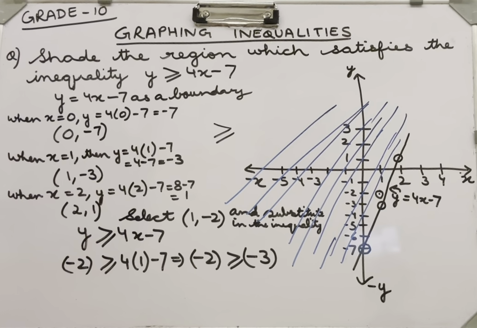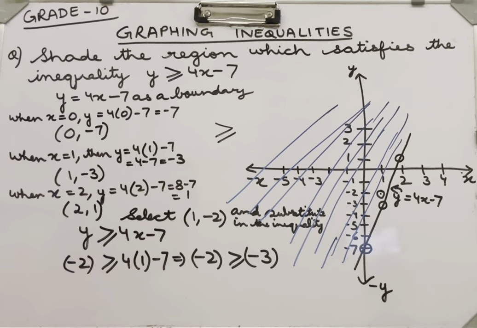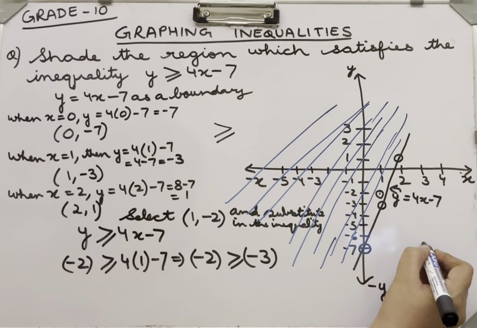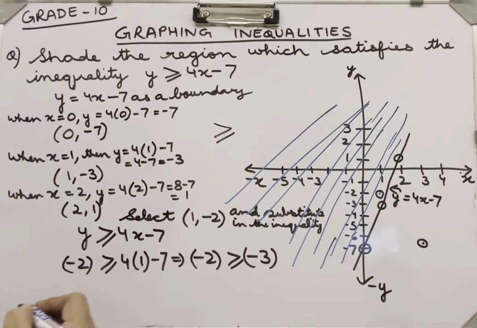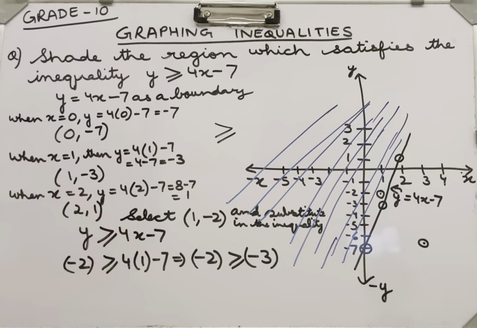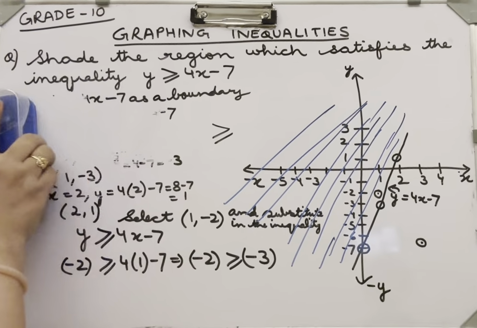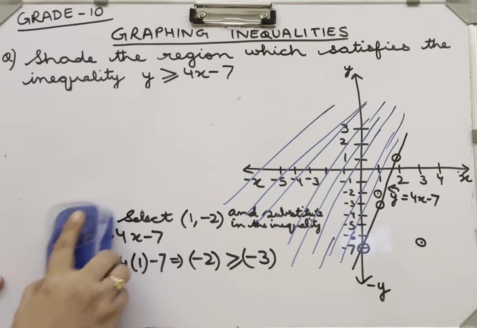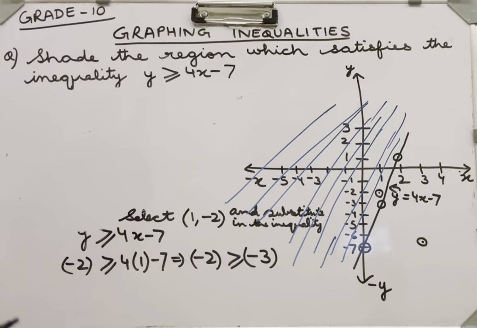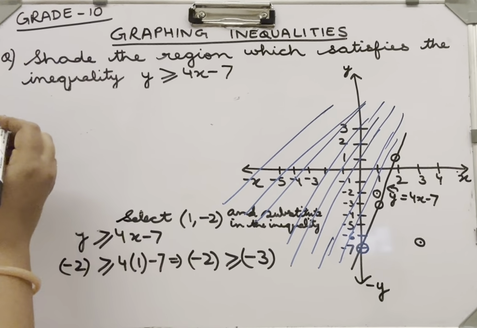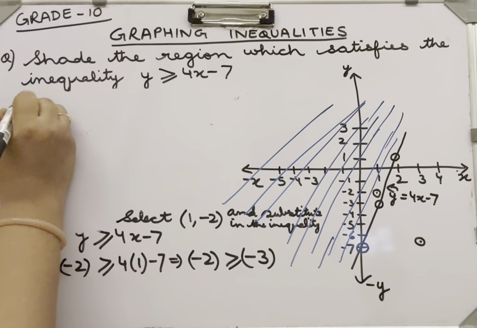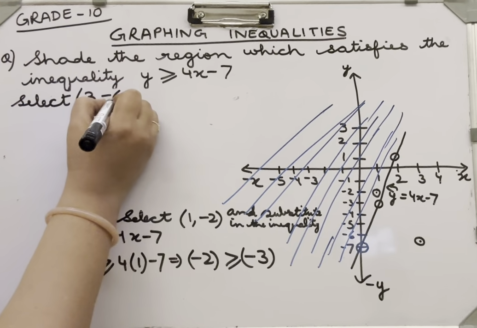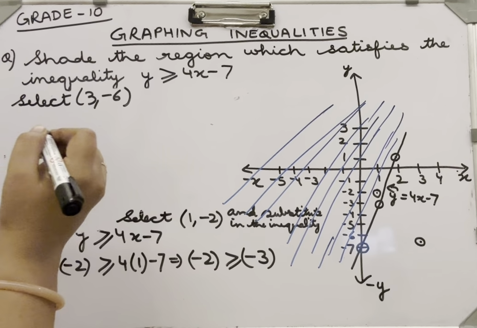Now we'll check for another point on the other part. Suppose the point is 3 and minus 6, which lies somewhere here. Now we'll check for 3 and minus 6. Just give me a moment to erase. We will check for 3 and minus 3. Sorry, minus 6. So we select 3 and minus 6.